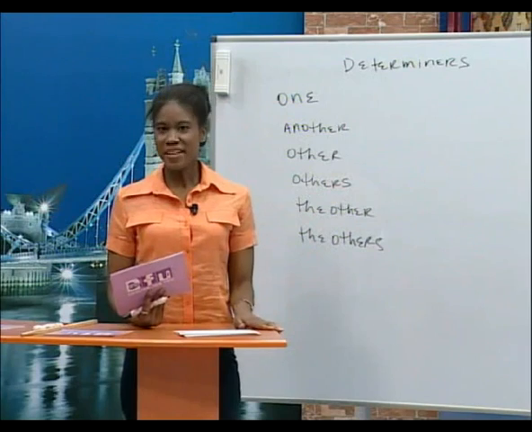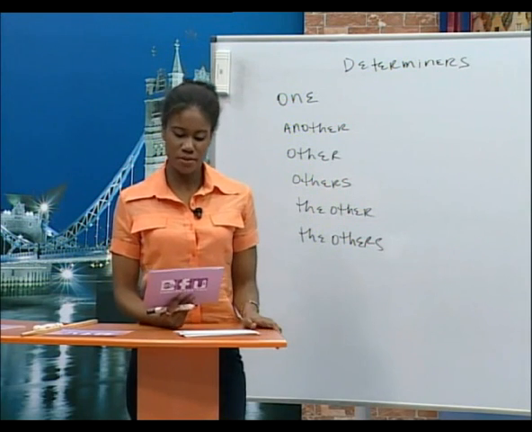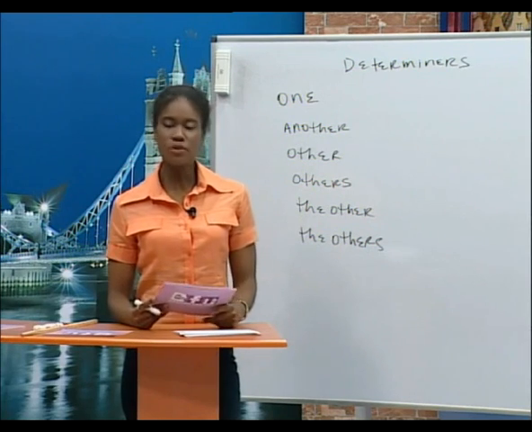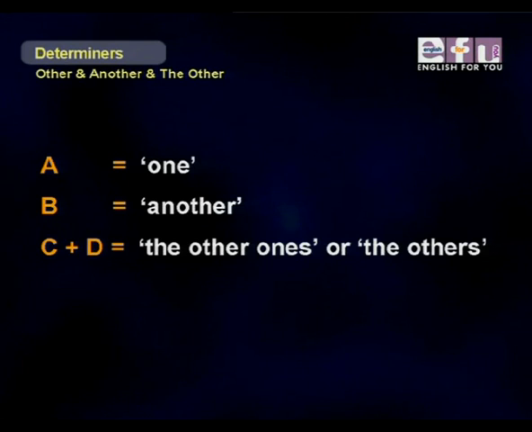Let's look at the next chart. This time, there are four things in the group. A is the first thing we call one, B is another, C is yet another, and the last one, D, we can say the other. We can also look at the group another way. A is one, B is another, and then C and D are the other ones or the others.